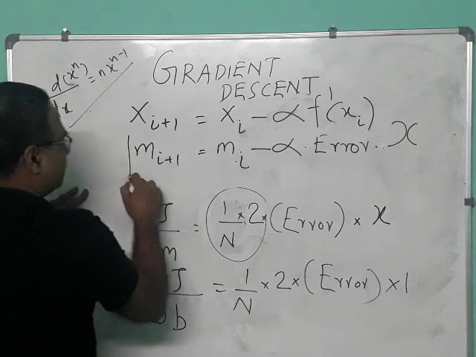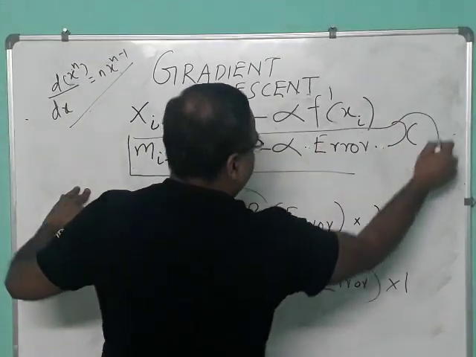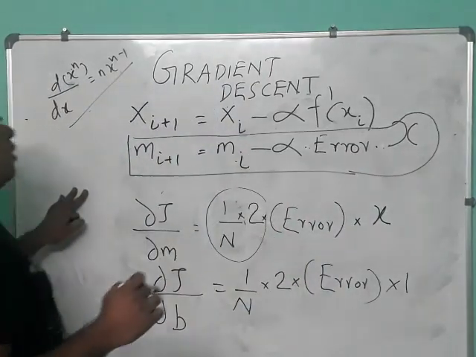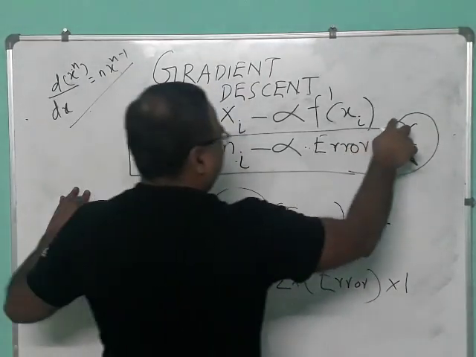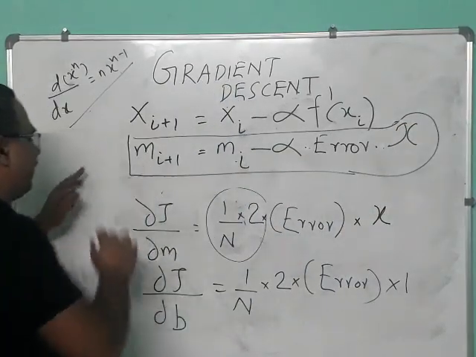This is the most important equation for writing the gradient descent program in Python or Java. So this is the way you are getting that equation. This is for the weight.